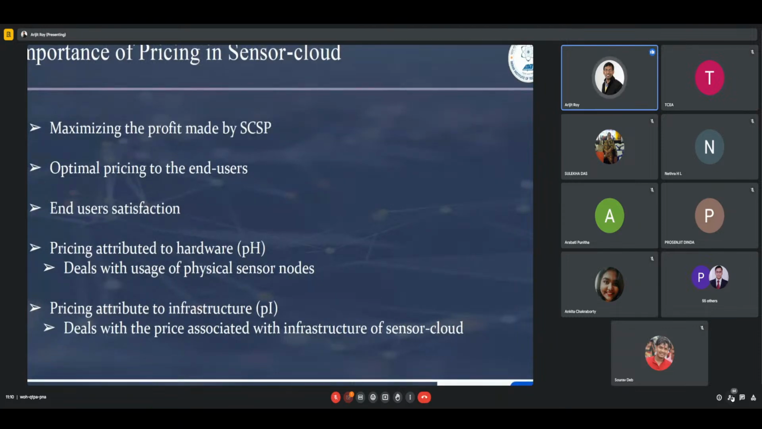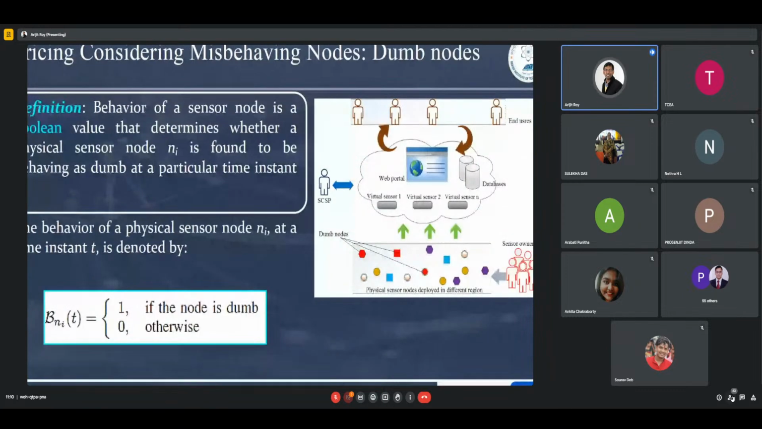Then optimal pricing to the end users, then end user satisfaction is considered. So basically two prices are considered. One is the price for the hardware and the other for the infrastructure. Now in this work we consider a very special case, because this pricing is important, that we are sure, right? But there may be some special cases. There may be a malfunctioning, or you can say misbehaving node. Misbehavior can be a selfish node, maybe a faulty node, maybe a dead node.